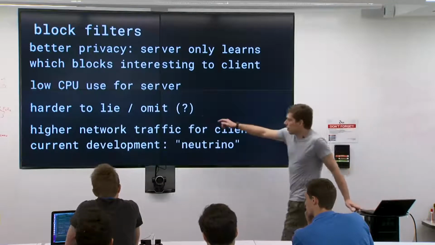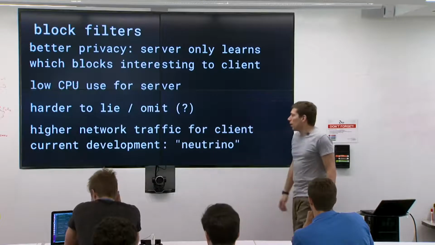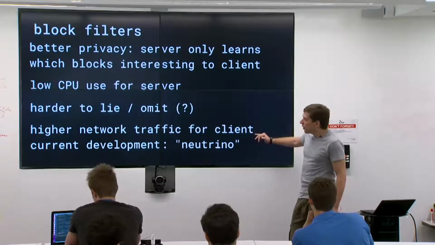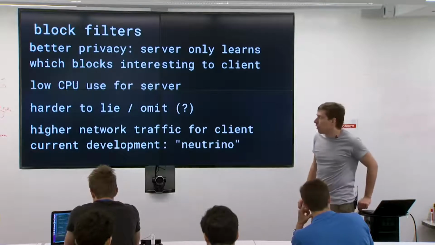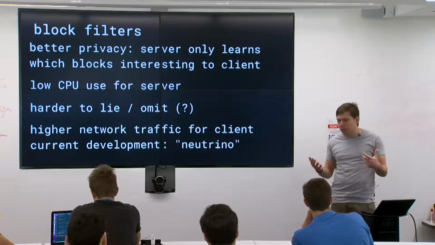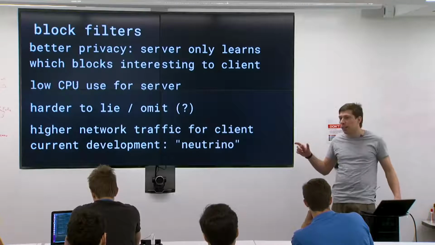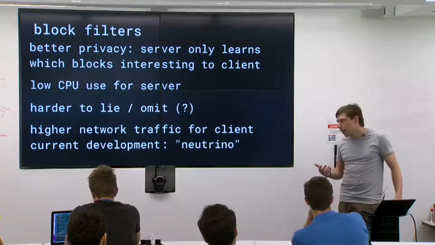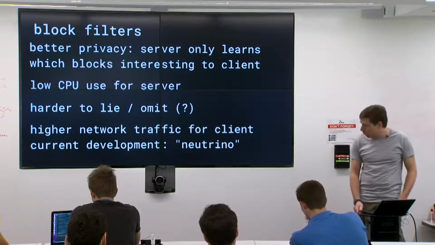So this also makes it on the block level, which is what SPV really should be. That's nice. Downsides, mainly that it's going to be higher network traffic for the client, right? Even at low false positive rates, the entire rest of the block is essentially a false positive. They're saying there's one transaction in this block I want to get, and I have to download the whole block to get it. So more network traffic for the client, which is a downside, but it helps with privacy.